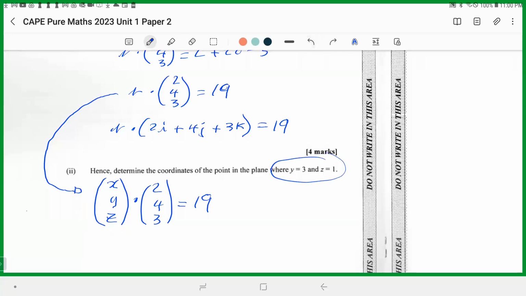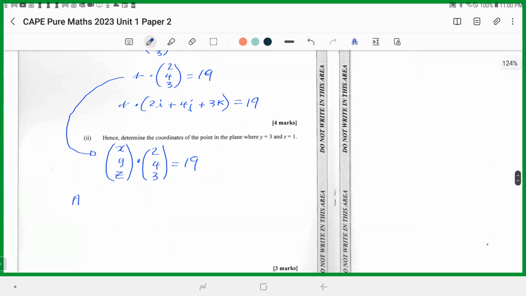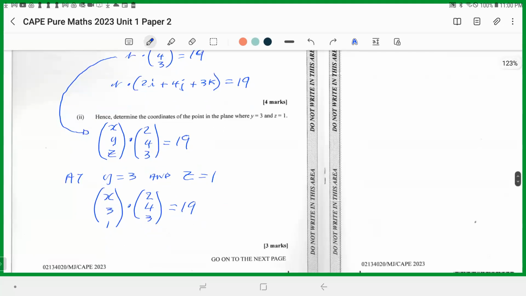And they give us 2 of the coordinates on that point already. So we can say at y equals 3 and z equals 1, it's just the x value we don't know. So x, 3, 1 dot 2, 4, 3 will be equal to 19. I'm trying to find the x now.